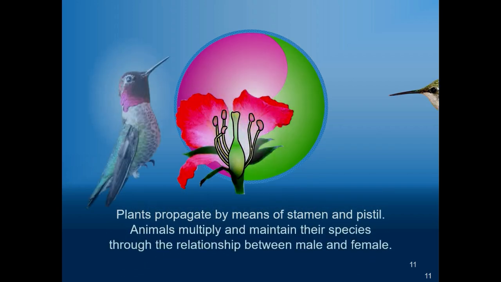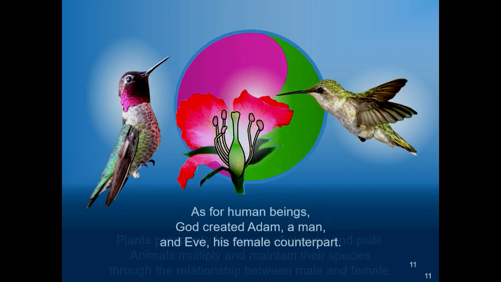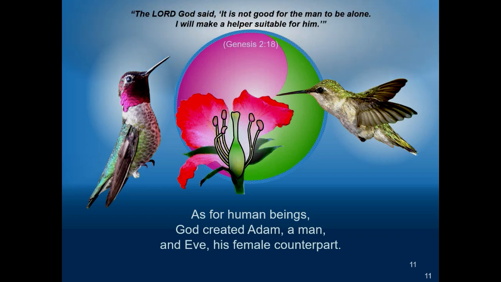Plants propagate by means of stamen and pistil. Animals multiply and maintain their species through the relationship between male and female. As for human beings, God created Adam a man and Eve his female counterpart. The Lord God said, "It is not good for the man to be alone. I will make a helper suitable for him." Genesis chapter 2 verse 18.